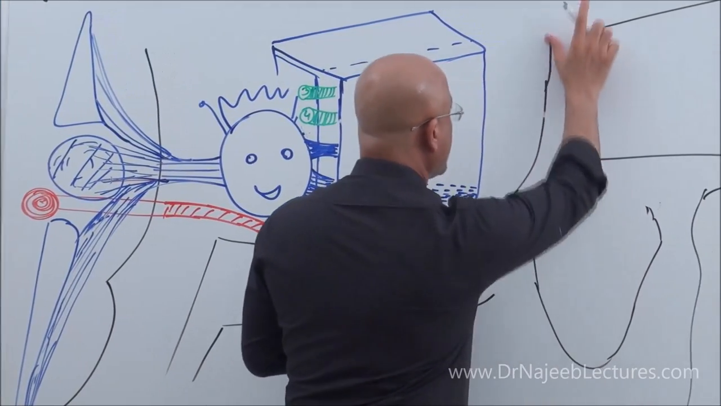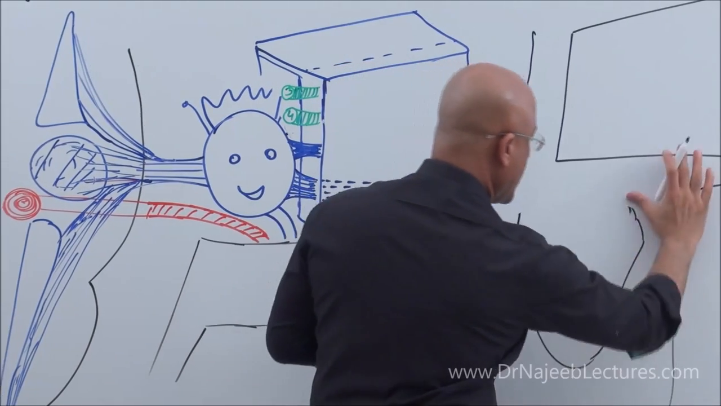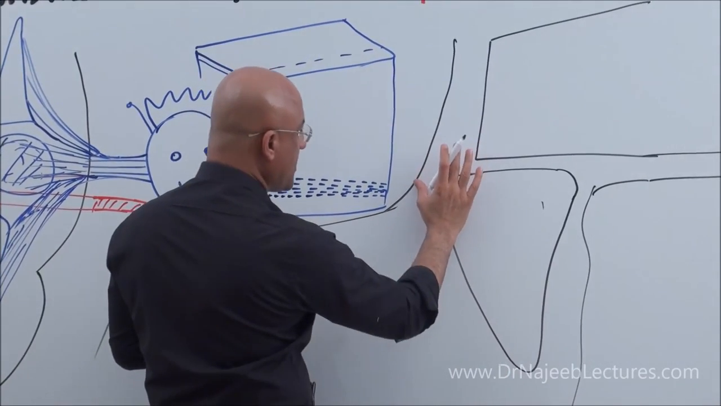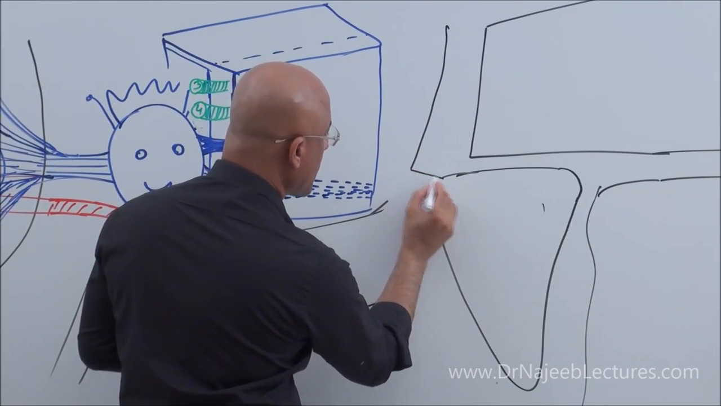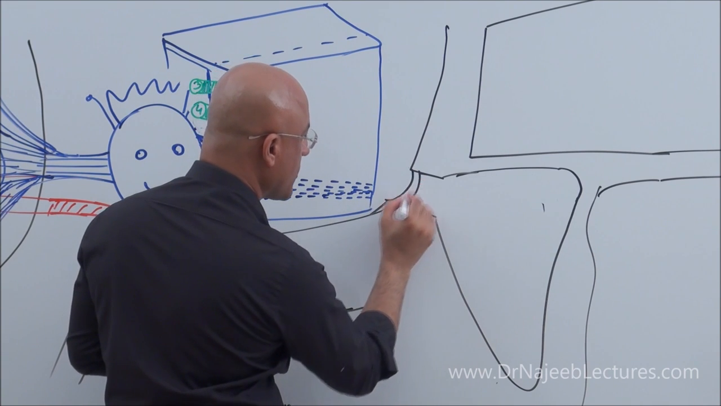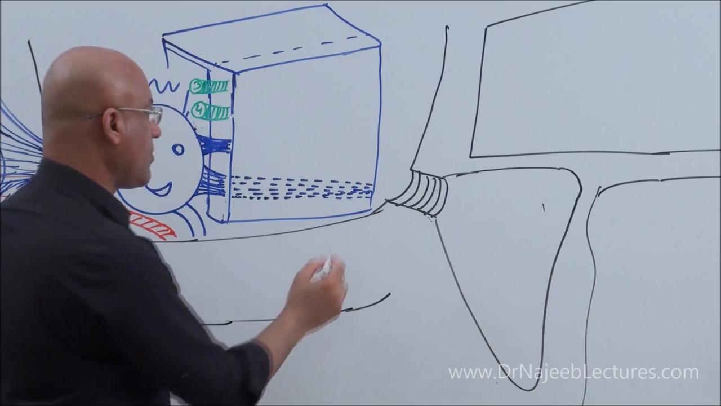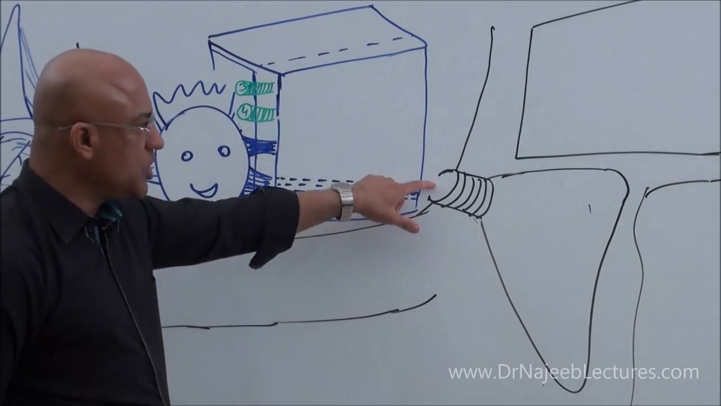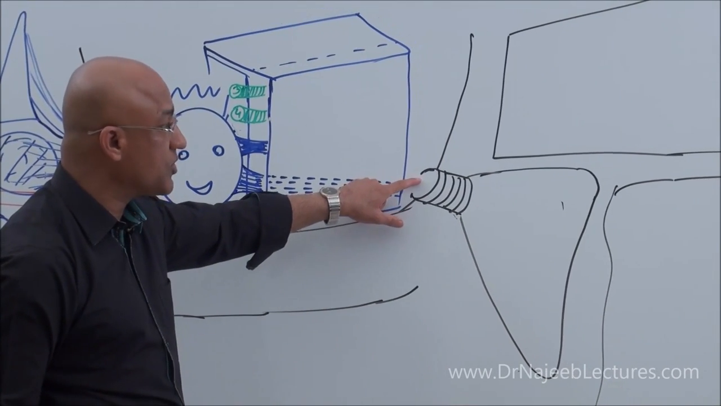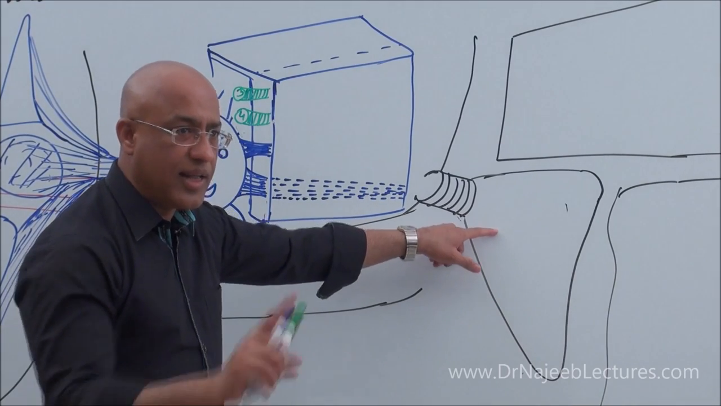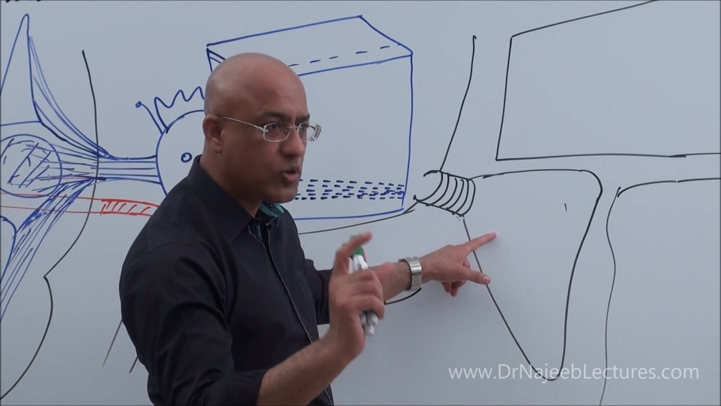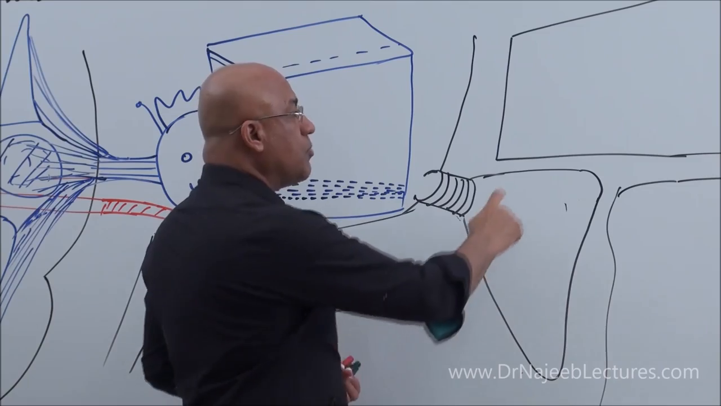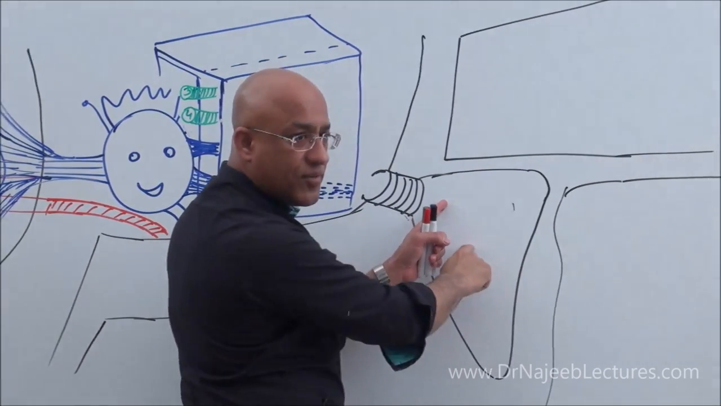Now I will draw the foramen rotundum here. The foramen rotundum is a communication between the middle cranial fossa and the pterygopalatine fossa. Let me make it clear, what is the pterygopalatine fossa? The pterygopalatine fossa is a pyramidal, bony space below the posterior end of the orbit.